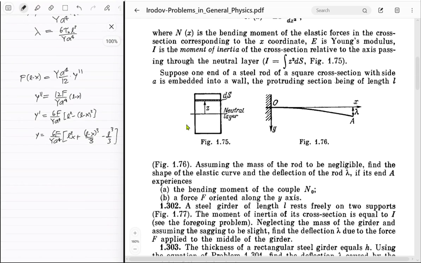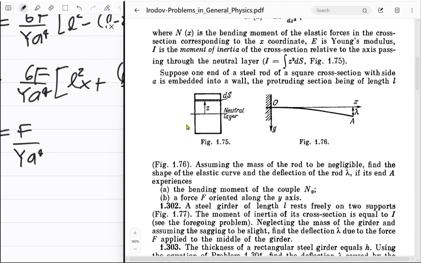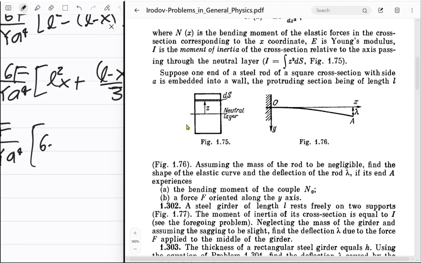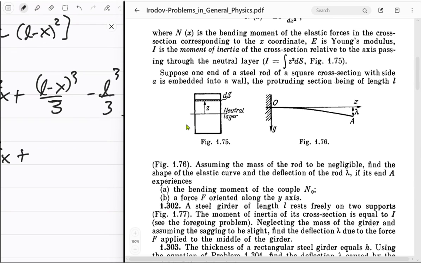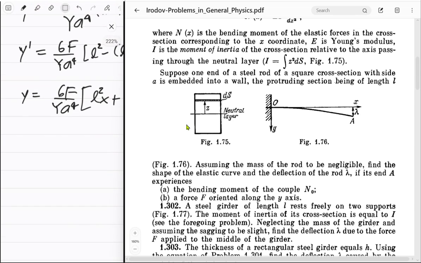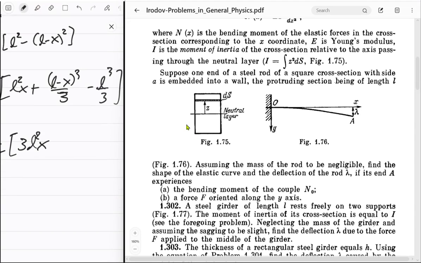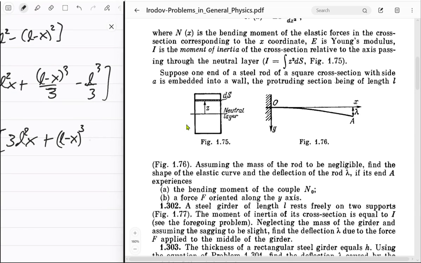Awesome. So y is just equal to F upon Young's modulus a power 4, and then you got all of this: 6L squared x plus 2 times of (L minus x). Actually, you know what? I should have left that 2 outside. So this would be 2F upon Young's modulus a power 4, and then you got 3L squared x plus (L minus x) cubed minus L cubed.